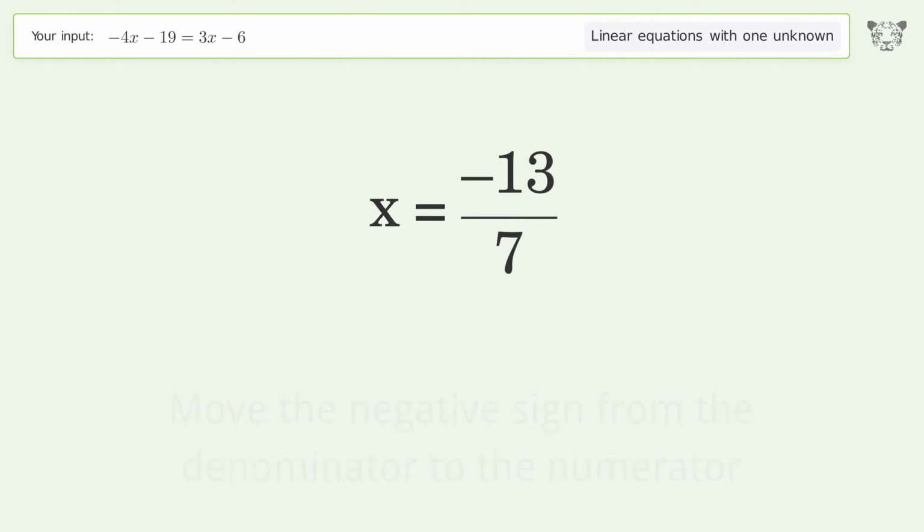And so the final result is x equals -13/7.